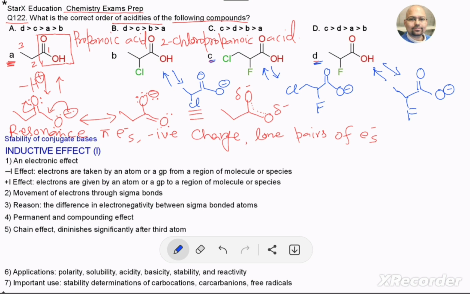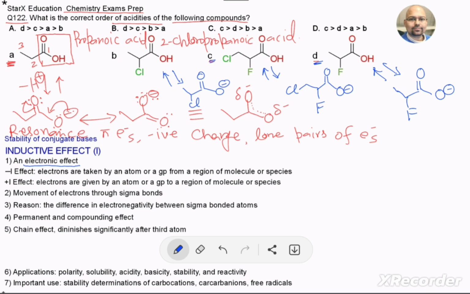But before we look at the stability, we need to quickly review the inductive effect, because the concept that is taking part in this question is the inductive effect. Inductive effect is an electronic effect, which means that in inductive effect electron movement would occur. There are two types of effects. One is the electronic, the second is steric effect.